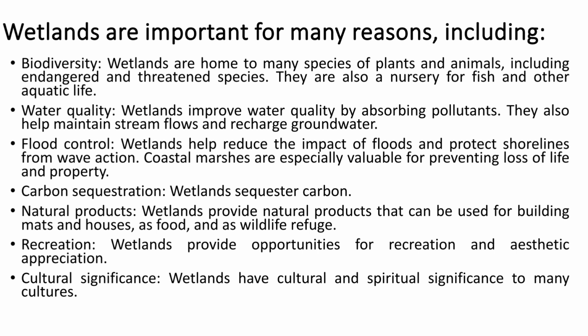Then wetlands are important for many reasons. What are the importance or significance of wetland? At first, biodiversity. Wetlands are home to many species. Then water quality. Wetlands improve water quality by absorbing pollutants. Okay. Then flood control. It helps to reduce the impact of flood and protect shoreline from wave action. Then carbon sequestration. Wetlands sequester carbon. Then natural products. It provides natural products. Then recreation, as it helps to increase the aesthetic value of that particular area. Then cultural significance. Wetlands have cultural and spiritual significance to many cultures. So these are the various significances of wetlands.